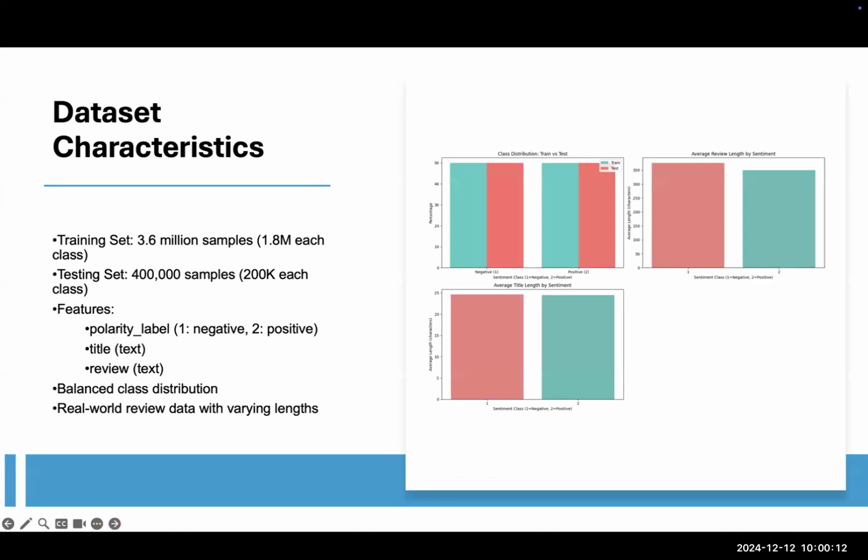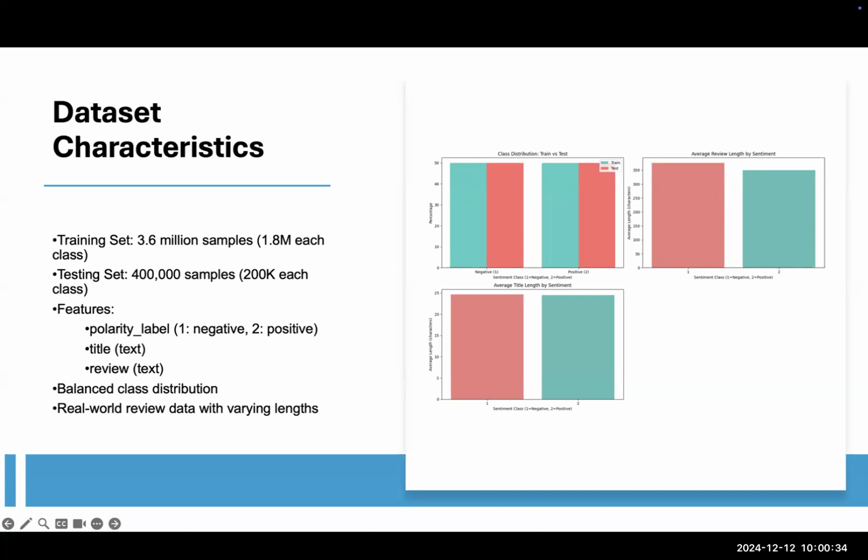Now coming to the data characteristics, we have a total of 4 million samples in the data, which is divided into a training set and a testing set. The training set is 3.6 million, and both the training and test sets are balanced, which is 1.8 million for each class in the training set and 200K for each class in the test set.